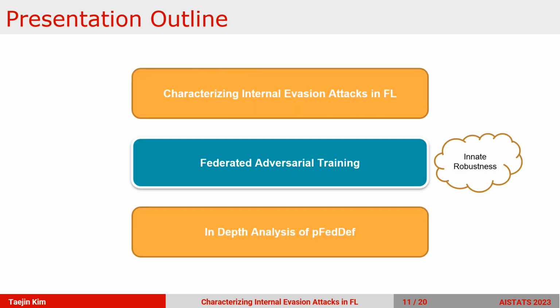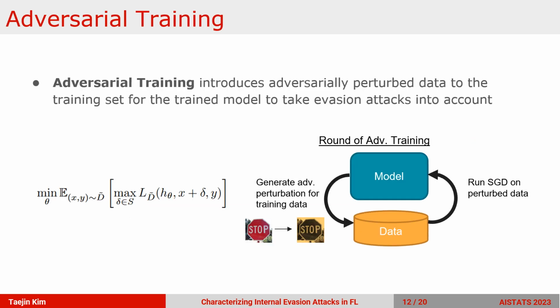Next, we want to answer the question of how can the victim model gain innate robustness against evasion attacks, and our answer to this is federated adversarial training. Outside of a federated learning context, adversarial training is a process that introduces adversarially perturbed data to the training set for the trained model to take future evasion attacks into account. So in this diagram here, the data is perturbed to include the evasion attack data, and the model is trained using this data that includes evasion attacks.